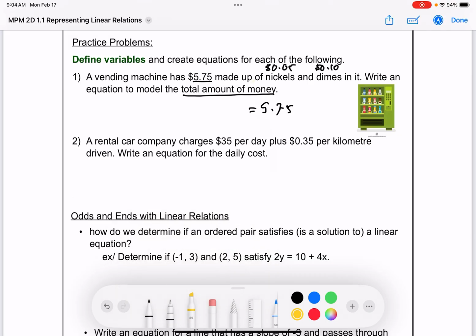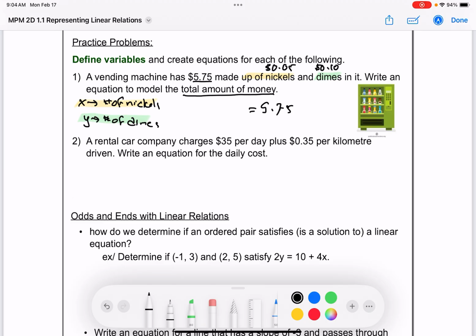Okay, what we don't know here is the number of nickels that we have and the number of dimes that we have. Okay, so when you think about defining your variables, X would be number of nickels, Y could be number of dimes. If you used N and D, that's fine, or you did it in a different order, it's okay.